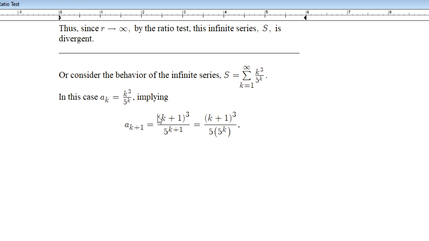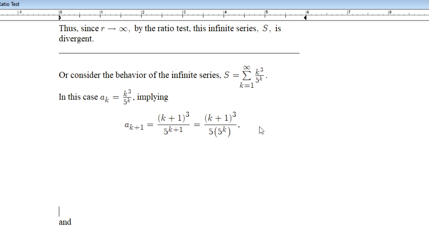Where, in the numerator, k plus 1 cubed, we might just leave as our understanding k plus 1 cubed. But as we saw in our previous example, a power raised to the exponent of k plus 1 can actually be rewritten as that power times the power raised to the kth exponent. So that's 5 to the k plus 1 power, just like in our previous example, we might go ahead and simplify as 5 times 5 raised to the kth power. All right?